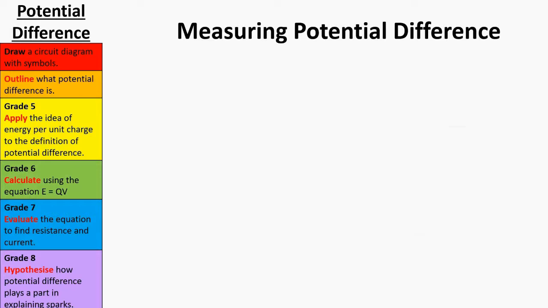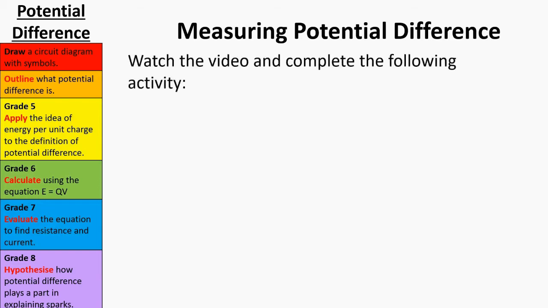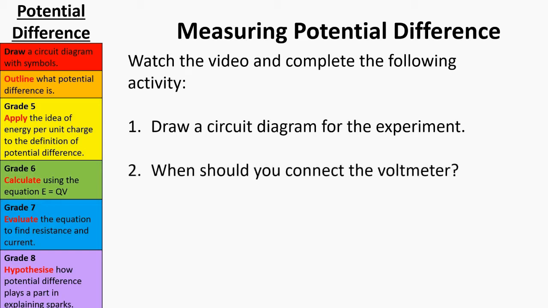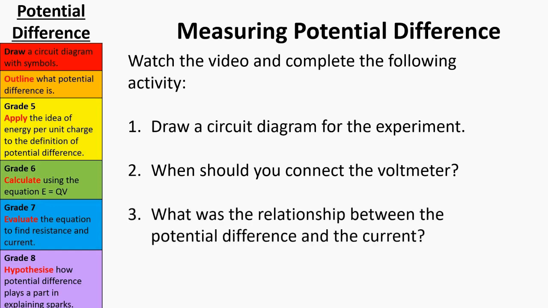So we've taken a look at the theory of potential difference, we've had a go with the calculations, now we're going to take a quick look at an experimental setup. I would like you to watch the video and during the video complete the following activity. Number 1, draw a circuit diagram for the experiment. Number 2, when should you connect the voltmeter? And number 3, what was the relationship between the potential difference and the current?